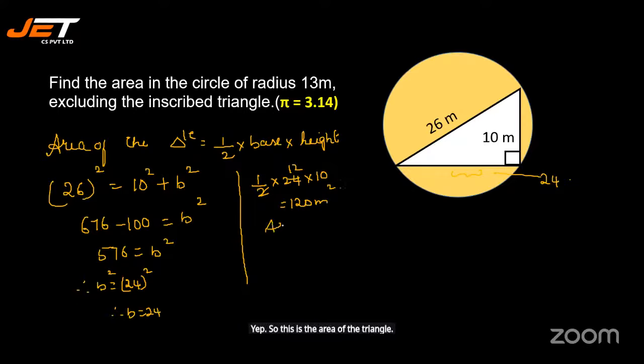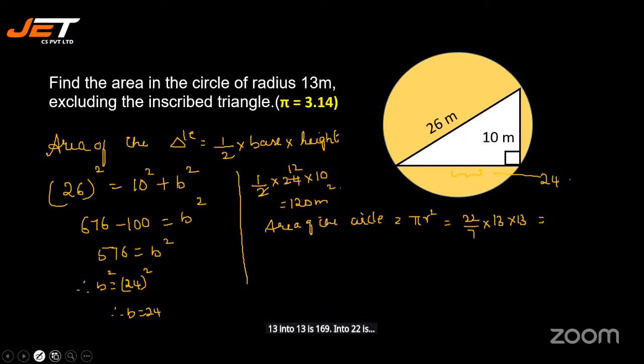Now what is the area of the circle? It is pi r square. So pi, that is 22 by 7. What is the radius? 13 into 13. Right? So let me just multiply. 13 into 13 is 169. Into 22 is 3718. Divided by 7 will give me 531.14.